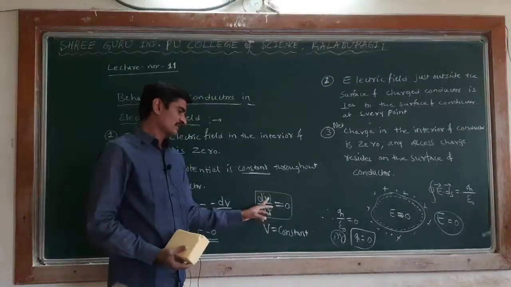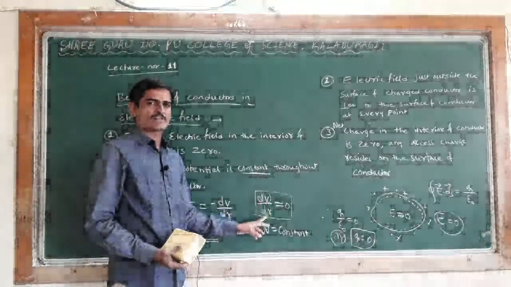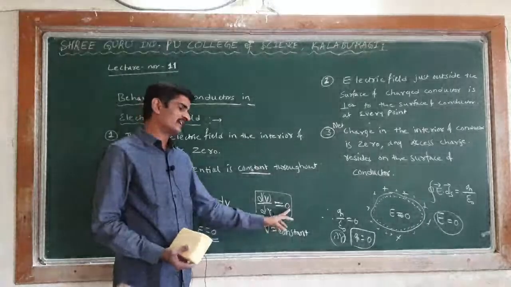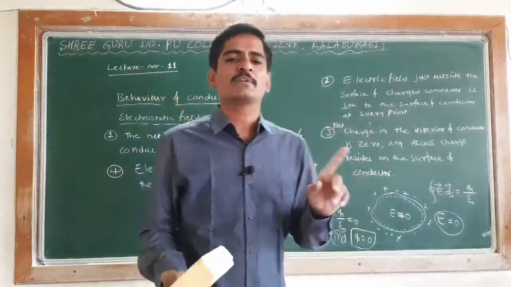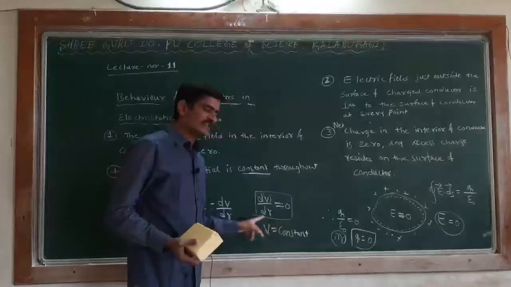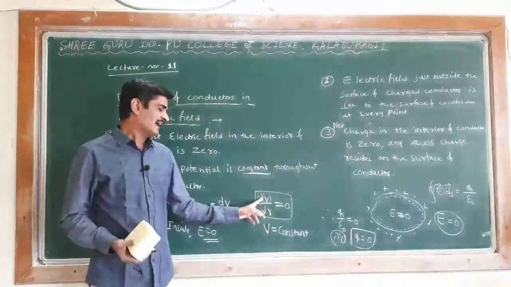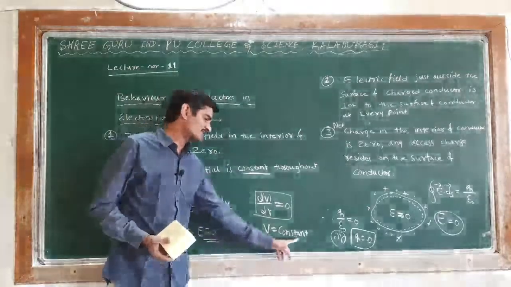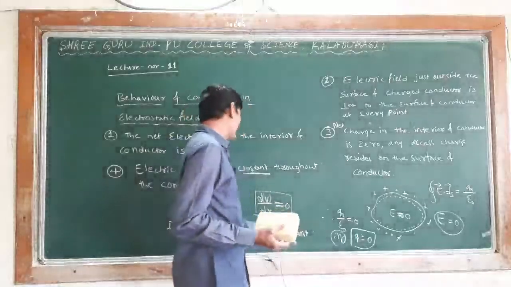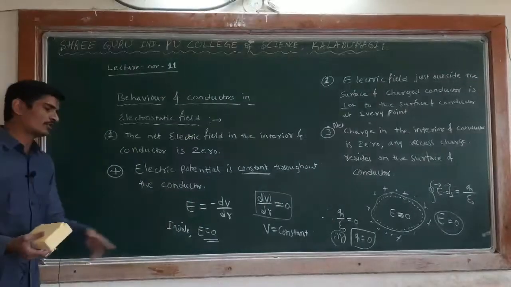The differentiation of V, that is the differentiation of electric potential with respect to distance, is 0. That means electric potential is not changing with respect to distance. The meaning of this mathematical expression is that electric potential is not changing with respect to distance. Electric potential is remaining constant. That is, electric potential is constant throughout the conductor.